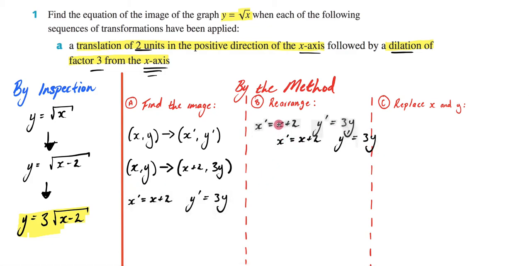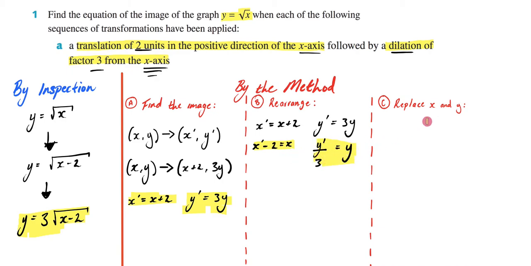Let's now move on to B, which is rearranging. And all I'm going to do here is make it such that I have x equals. So I'm going to minus 2 from both sides and get x dash minus 2 equals x. And on this side, I'm going to get y dash divided by 3 equals y. And that's all I'm doing here. This was the final conclusion of my first step, getting x dash equals and y dash equals. For my second step, the end result was getting x equals something and y equals something.